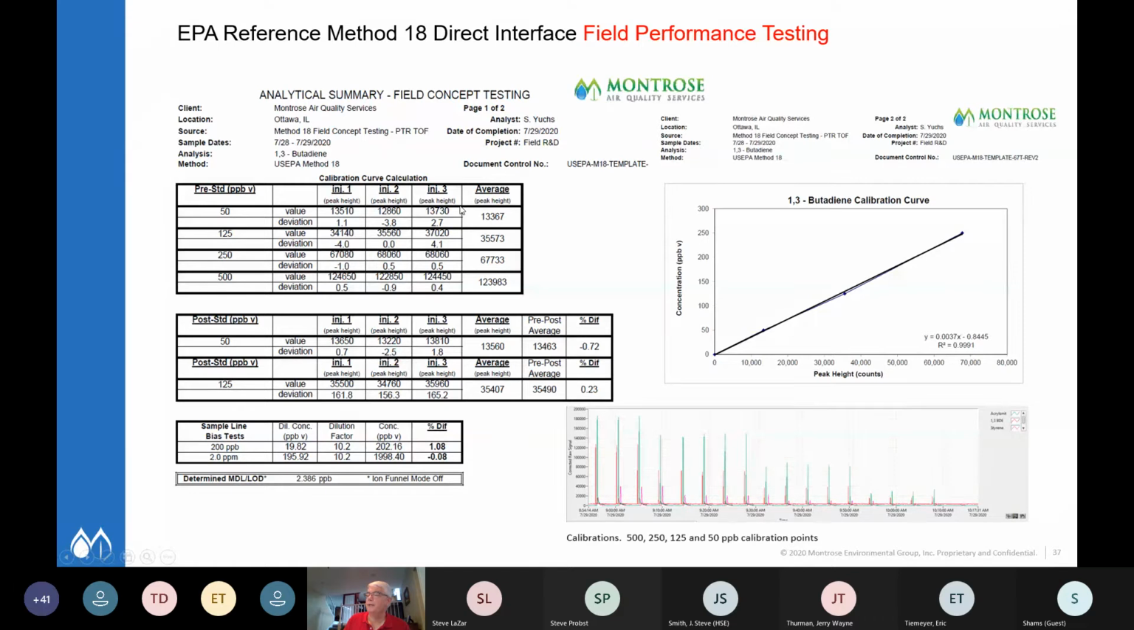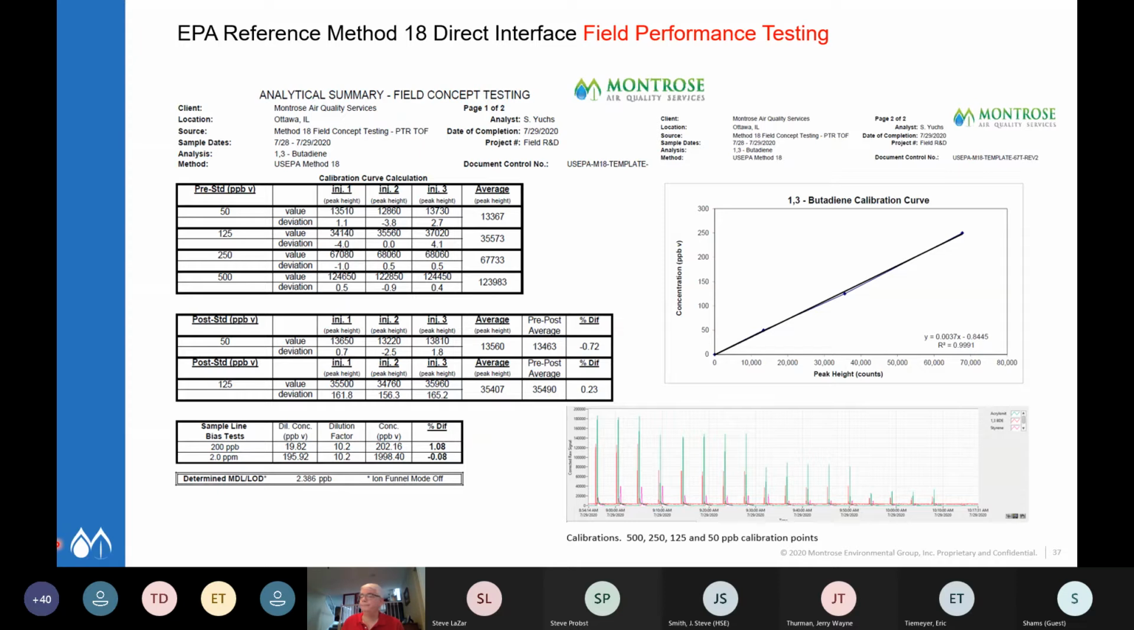Field calibration, same as method 18 if you were doing direct interface. Did the recovery biasing tests, which have to be between 70 to 130, which you can see down here, easily passed that. This is what it actually looked like out in the field for each injection through the GC, and this is 500 ppb, 250, 125, and 50, clear down here. Generate the calibration curve. It's got a great R-squared value. We're ready to go.